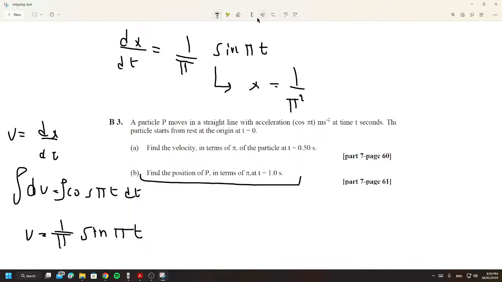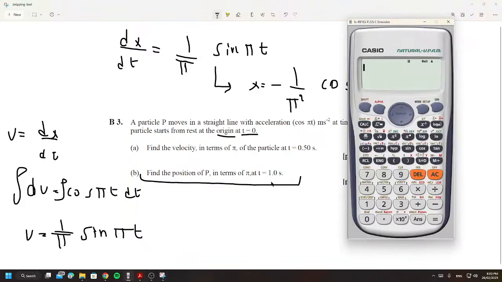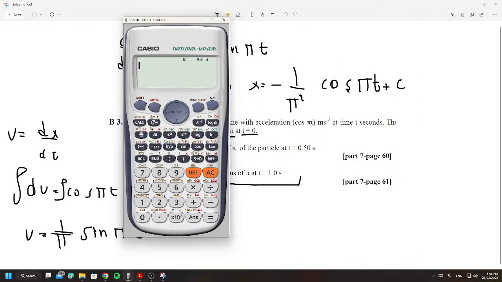Let's make this a bit clearer. Negative 1 over pi squared. Why negative? Because the integral of sine is negative cosine. So negative 1 over pi squared cosine pi t plus c. And now we're going to have to solve for c. They told us when t equals 0, it is at the origin. So we're going to use this to solve for the integration constant.